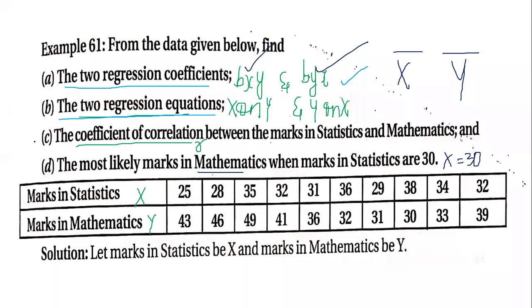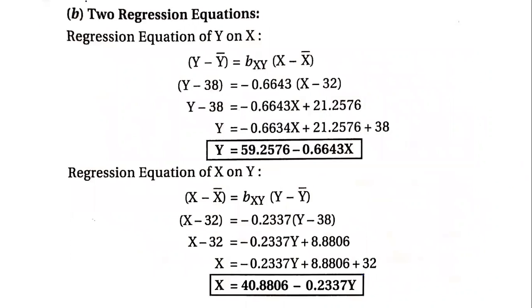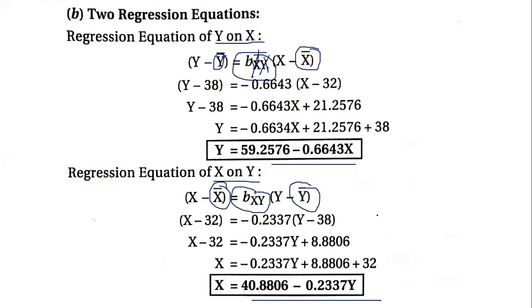Okay, so here if you see, we solved the two regression coefficients and the two regression equations. In the two regression coefficients, we found byx and bxy. In the two regression equations, we found x on y by taking the value of y bar, bxy and x bar, which we have already calculated. And for y on x, we again used x bar, byx and y bar to calculate the regression equation.